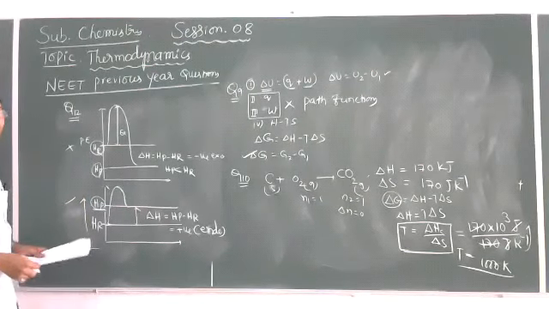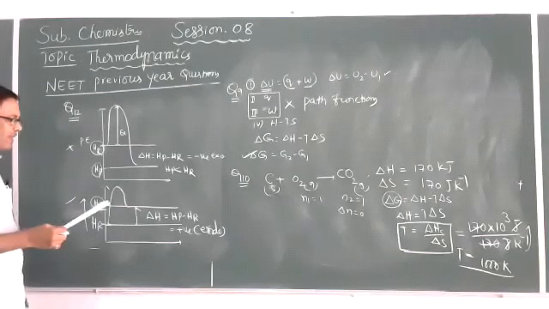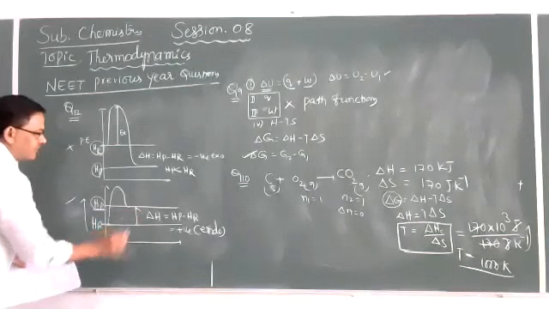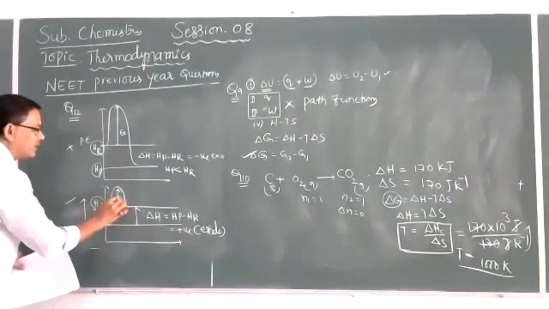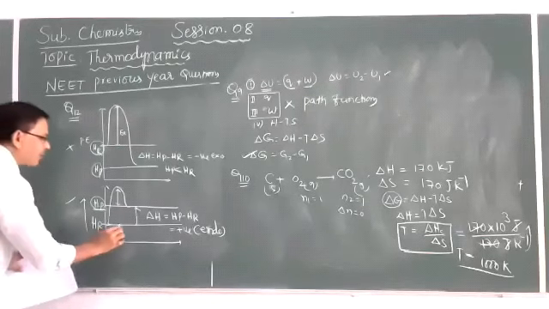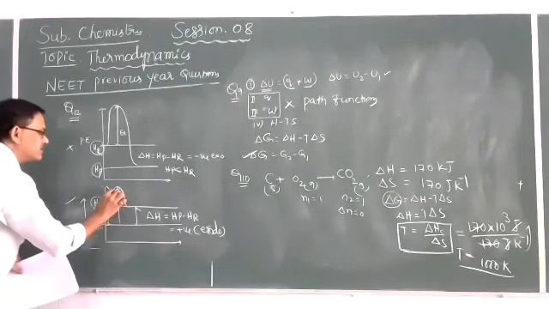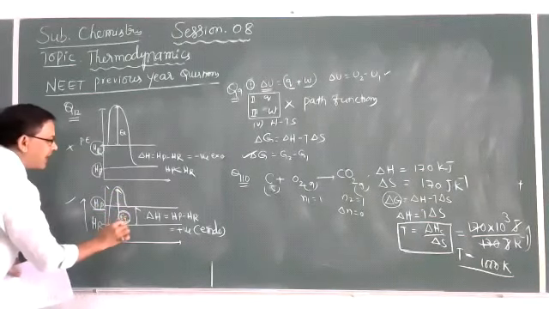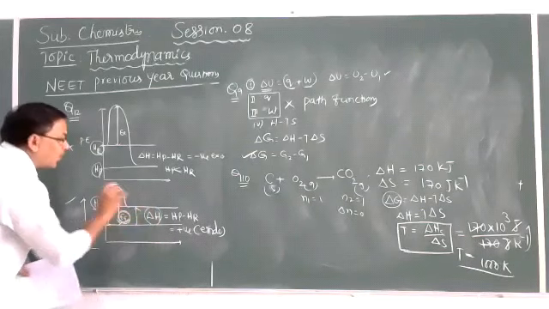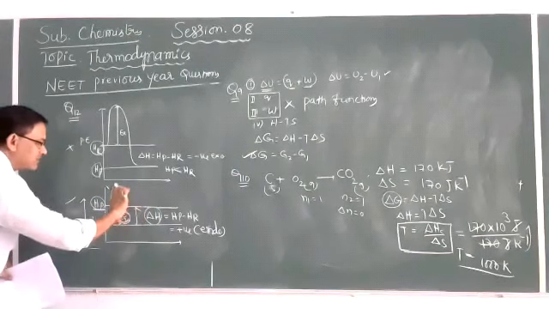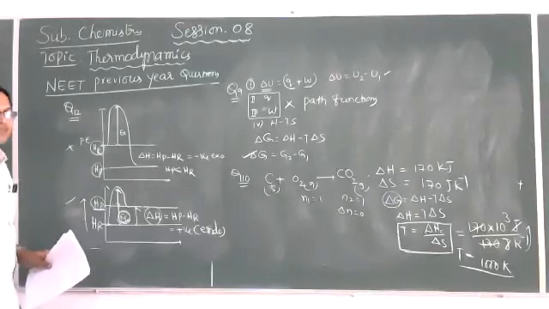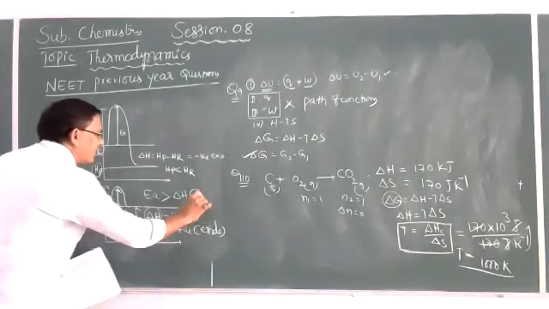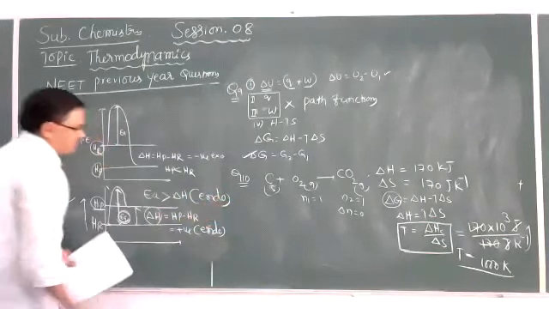Yesterday I explained. For an endothermic reaction, the value will be more than this given. This is from reactants to products, here to here. This is the activation energy. Compared to this, the activation energy will be greater. That's why Ea is greater than delta H for an endothermic reaction.